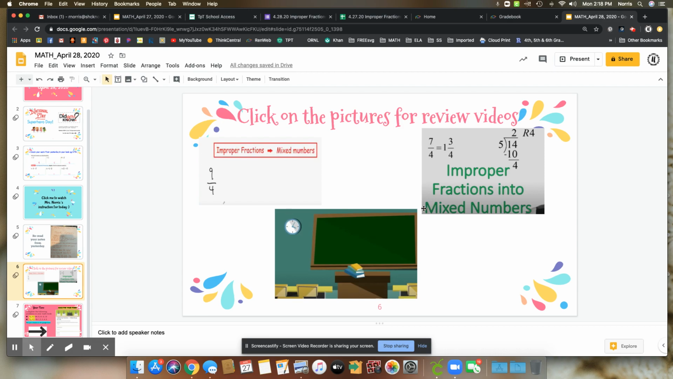They are very good. They break it down a little more for you so you see exactly how you're getting what you're getting, how we're making 7/4 into 1 3/4.